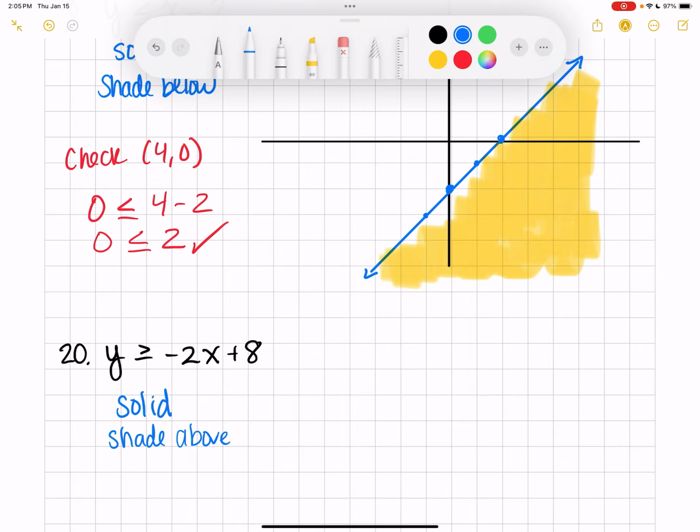Okay, and that stuff is all in reference to when I graph my line, what it looks like.